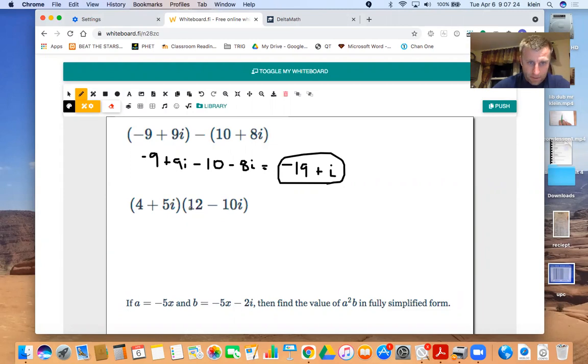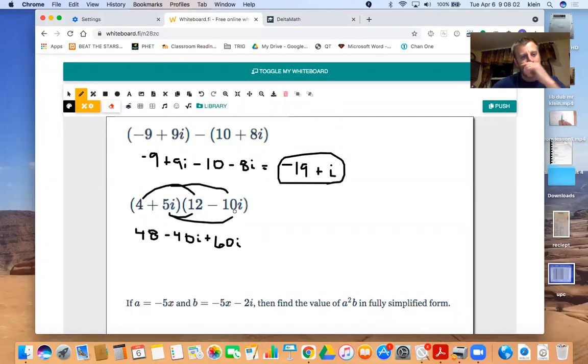So just combine your like terms, but if it is subtracting, make sure you distribute that subtraction to both of these terms. Next one's multiplying, which is actually just more foiling because you're multiplying binomials. So FOIL it out. 4 times 12, 48. Then it's 4 times negative 10i, which would be negative 40i. And then on the bottom, we've got 5i times 12, plus 60i.